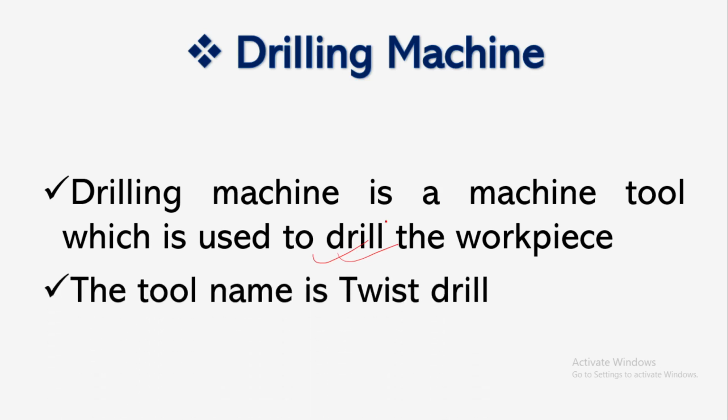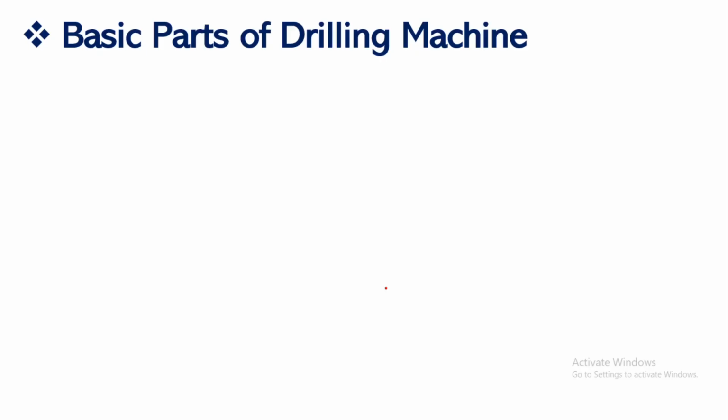The second thing is that the tool is called a twist drill. This is just because of the geometry of the drill bit. A twisting type of geometry is involved, and that's why it is called a twist drill. So we will see each and everything in a very clear manner.